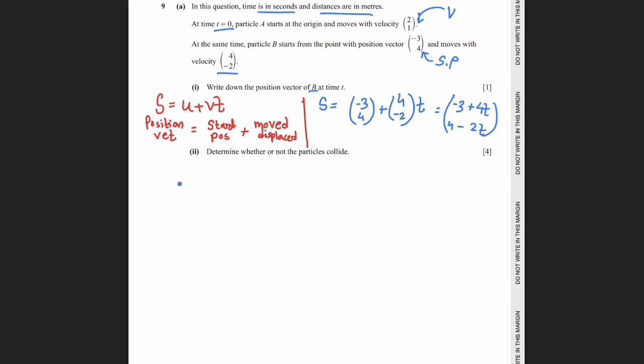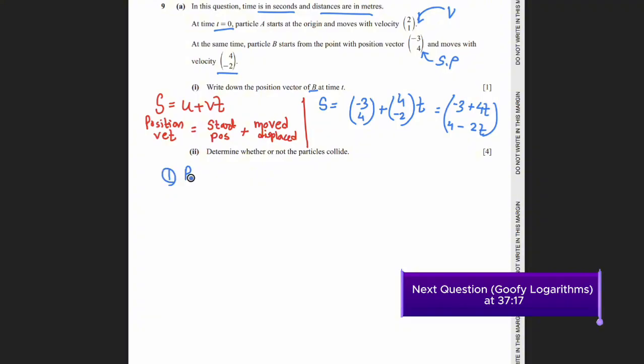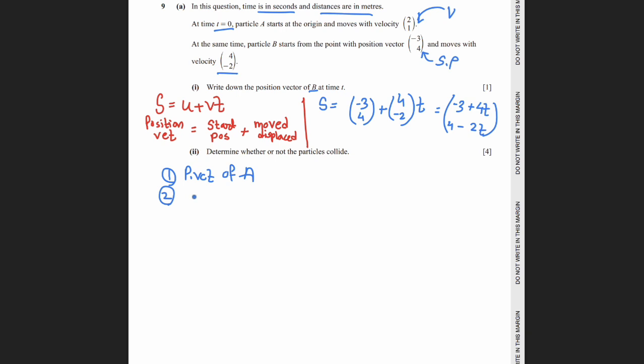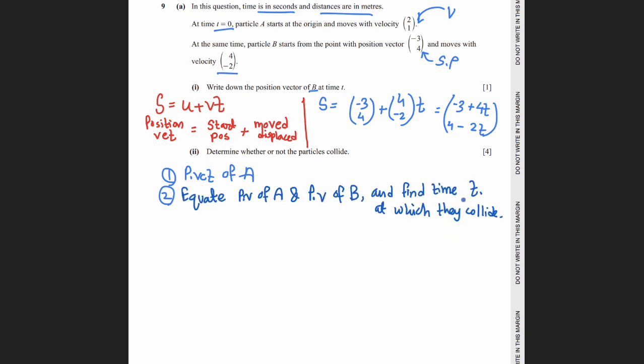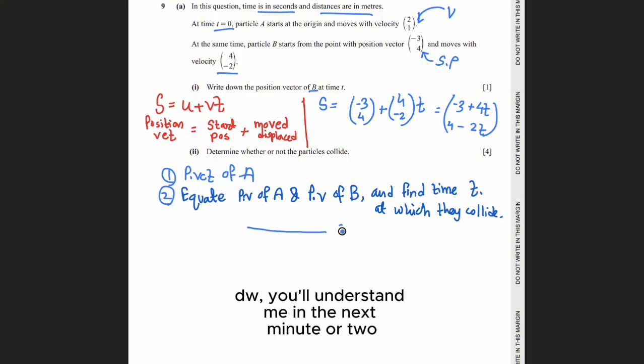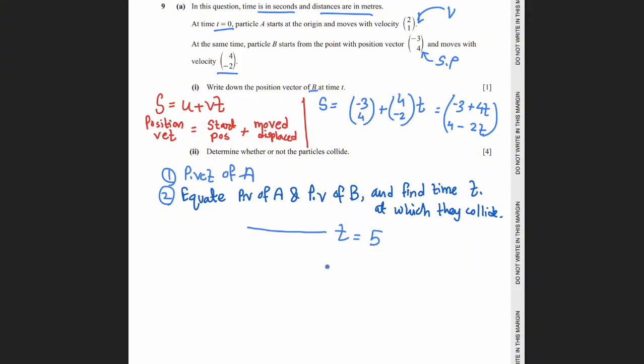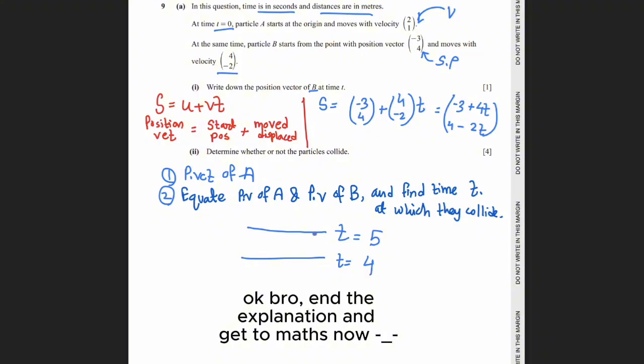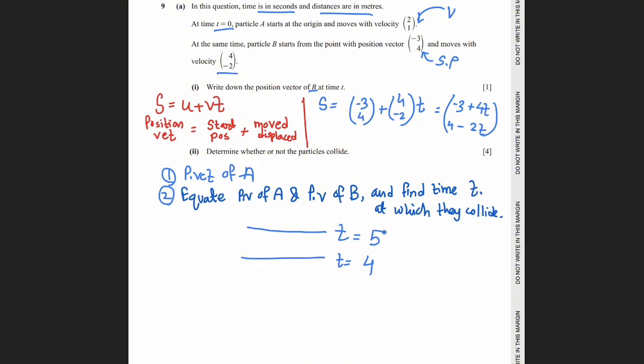Now for everything to make sense over here, we have to first find the position vector of A. Then we have to equate the position vectors. Now guys, we have to find t at which they collide. If the top row gives a certain value of t, like suppose 5 seconds, and the bottom row gives another value of t, suppose t equal to 4, this does not make sense. What do I mean by that? Let me show you. Let's do step 1 first.